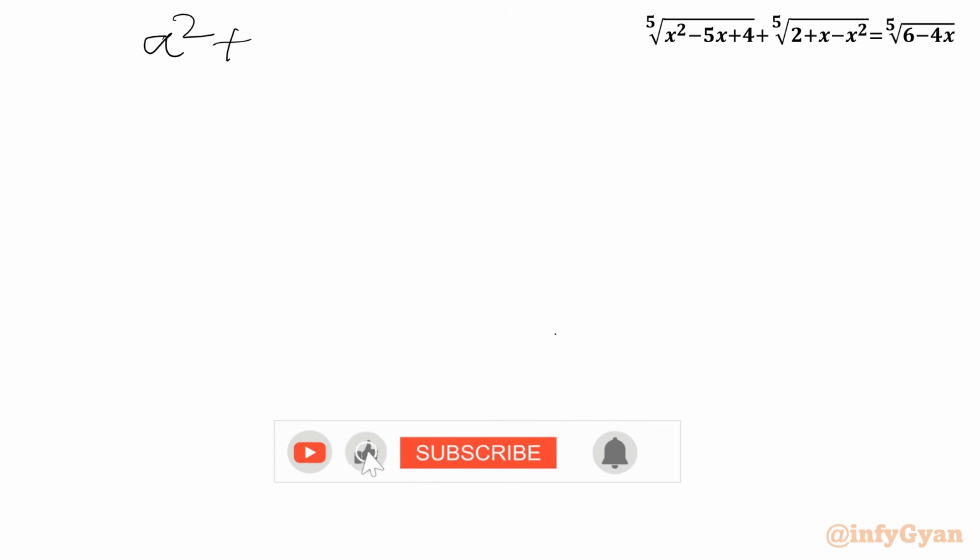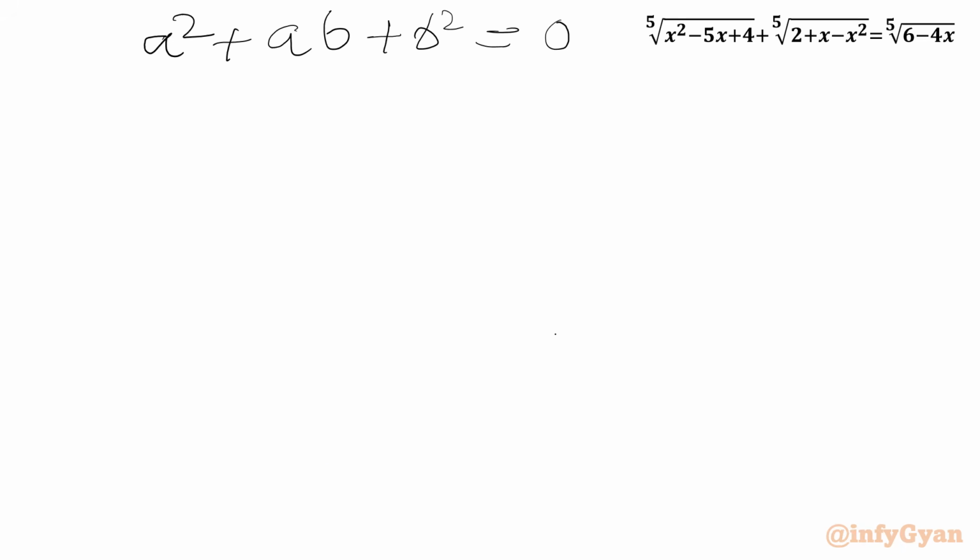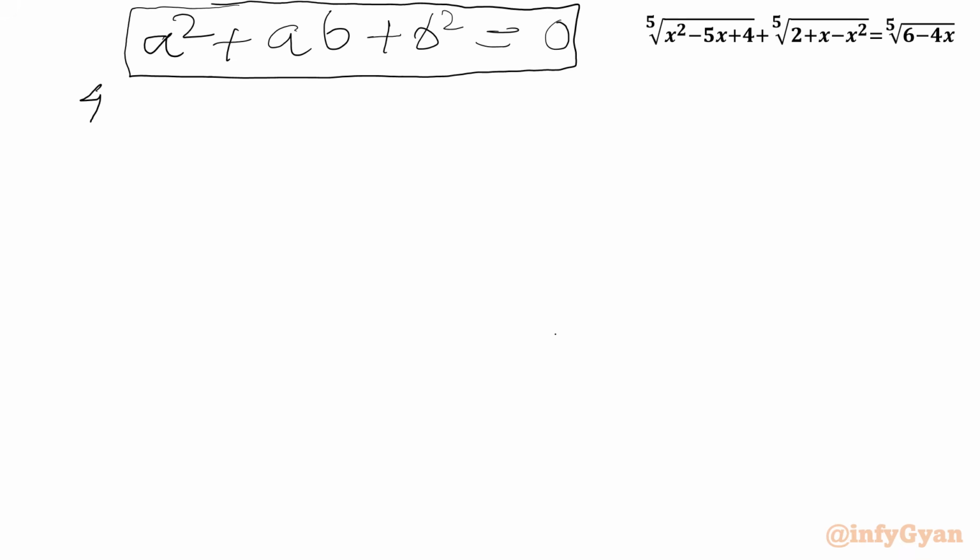Now we have last condition. We will write here a square plus ab plus b square equal to 0. This was our last case. We'll multiply this equation by 4 both sides. So we can write 4a square plus 4ab plus 4b square, which we can write b square plus 3b square. B square plus 3b square is 4b square. 0 times 4 is 0.